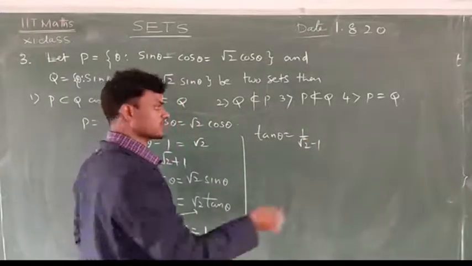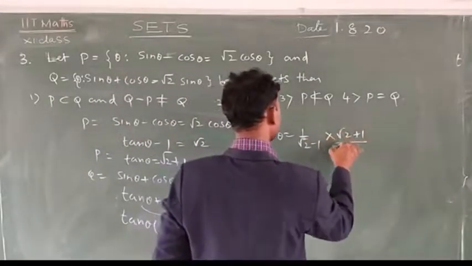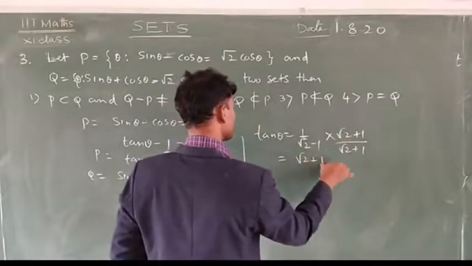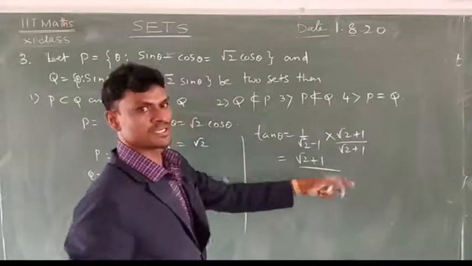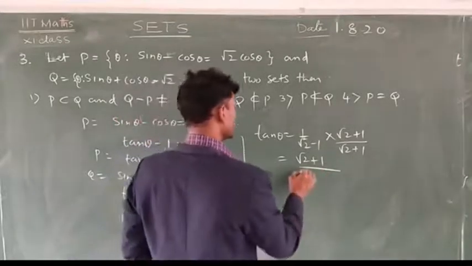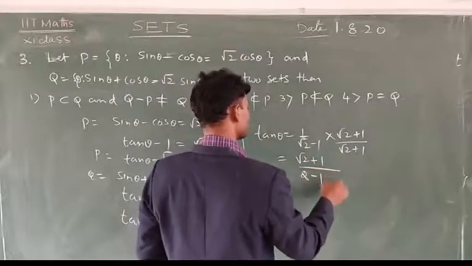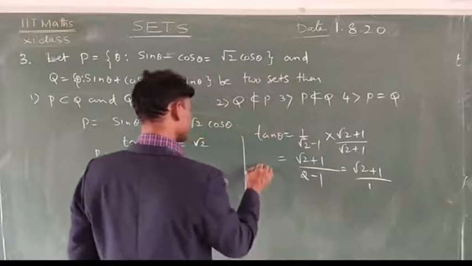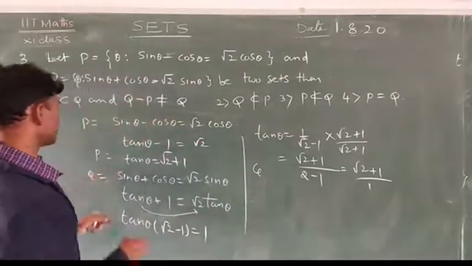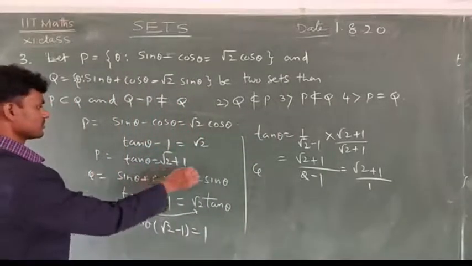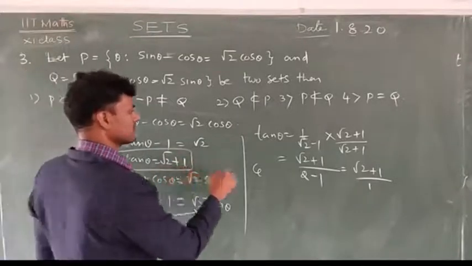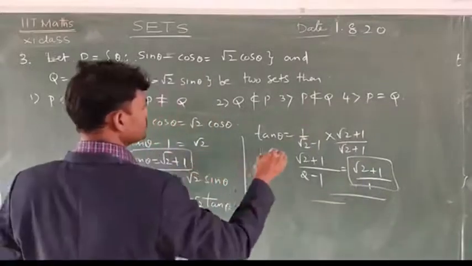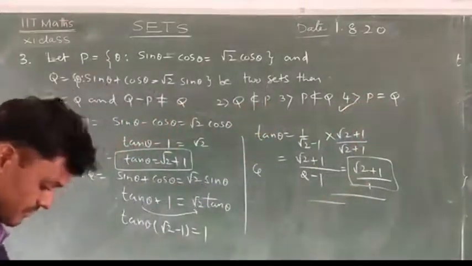Now you can rationalize the denominator: multiply by root 2 plus 1 over root 2 plus 1. Now 1 into (root 2 plus 1) is root 2 plus 1, and in the denominator, (a minus b)(a plus b) is equal to a square minus b square. Then root 2 whole square means 2 minus 1, so root 2 plus 1 by 1. This is Q. Then both P and Q are equal. See here, P is tan theta is equal to root 2 plus 1, and Q also root 2 plus 1. Then both are equal, so P is equal to Q. This is the fourth option. Note down.